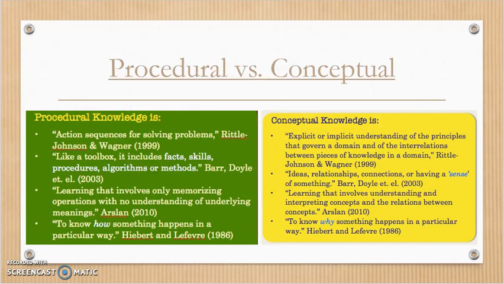So first we are going to focus on the idea of procedural versus conceptual. On the left side you're going to see a green box that talks a little bit about what procedural knowledge is. If someone is very procedurally based, there are going to be a lot of steps to follow. So there's some sort of an action sequence that students need to follow. You will see a lot of facts and skills and algorithms for procedural knowledge. Procedural knowledge involves memorization without requiring understanding.